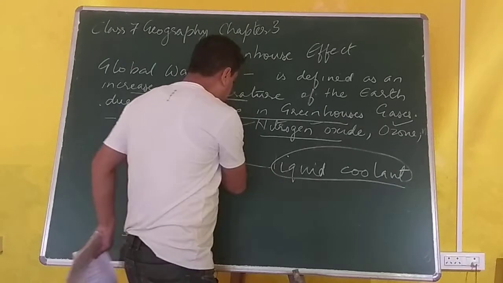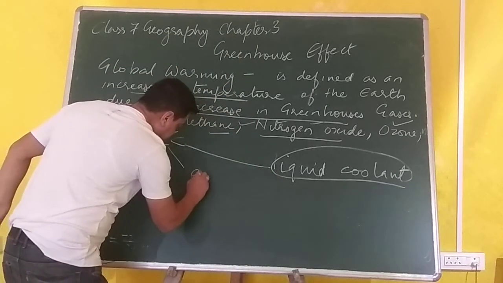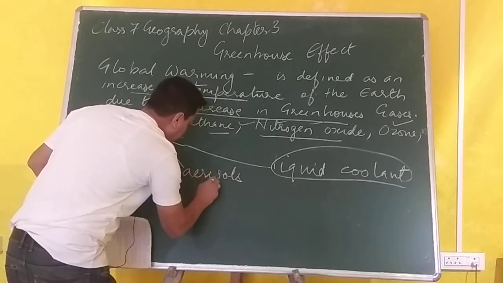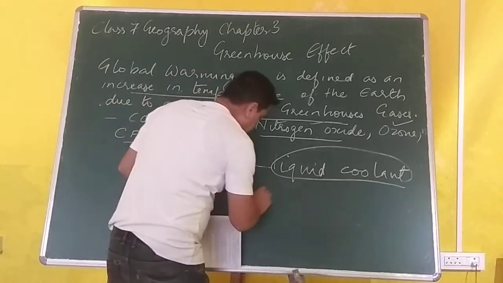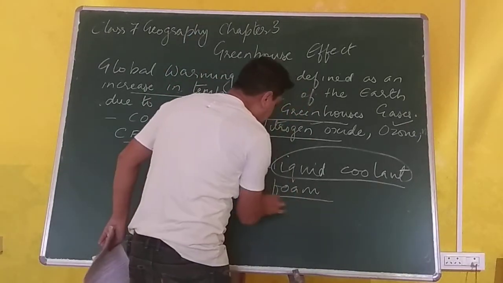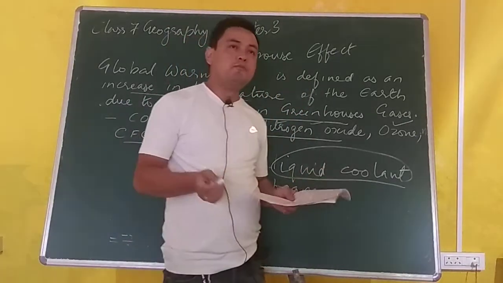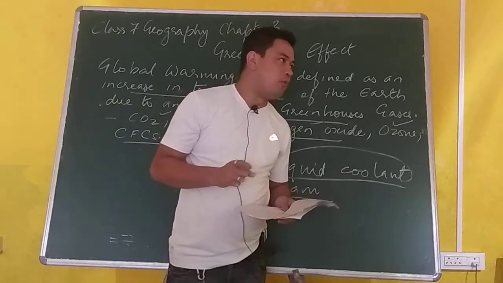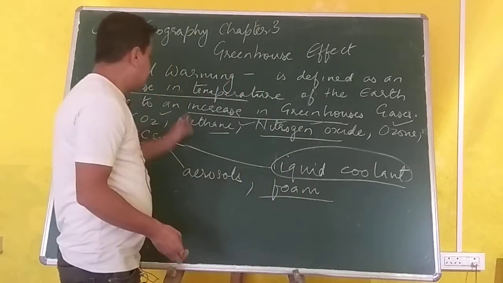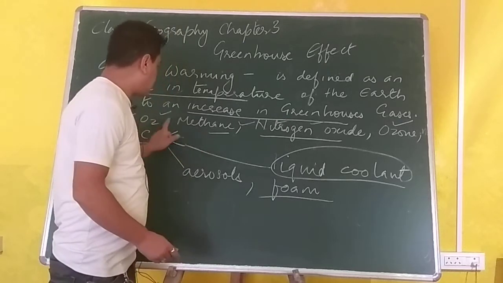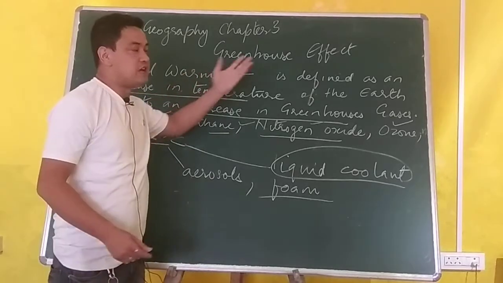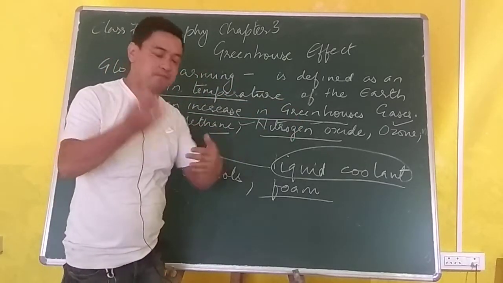And not only is chlorofluorocarbons formed from the refrigerators, it is also formed from the aerosols. Sorry for the spelling. AERO, aerosols. As well as foam that uses CFC. Now, whenever we are talking about foam, it is basically foam that is found in various cleaning agents, etc. So this increase in the greenhouse gases called carbon dioxide, methane, nitrogen oxide, ozone, and CFC is the cause for raising the temperature of the earth, raising the mean temperature of the earth.